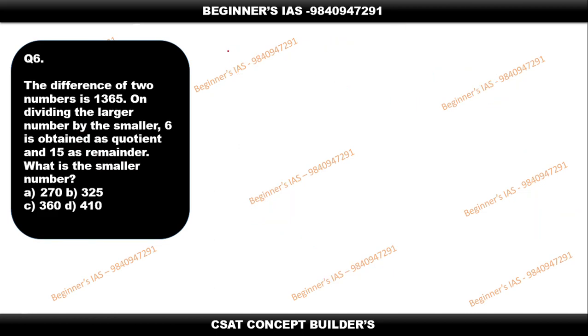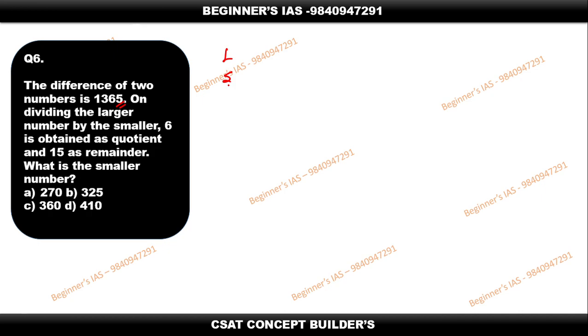The difference of two numbers is 1365. On dividing the larger number by the smaller, 6 is obtained as the quotient and 15 is obtained as the remainder. What is the smaller number? Yes, to solve this question, we have to read the question again. The difference between the two numbers is 1365. This is one statement. On dividing the larger number by the smaller number, I don't know the larger number, I don't know the smaller number.